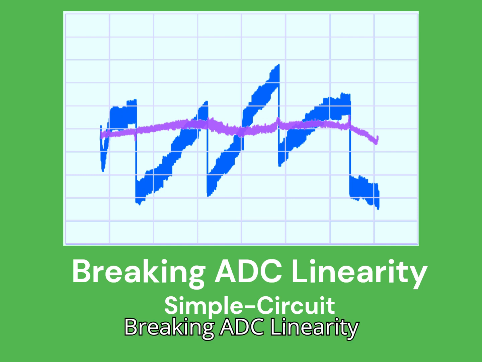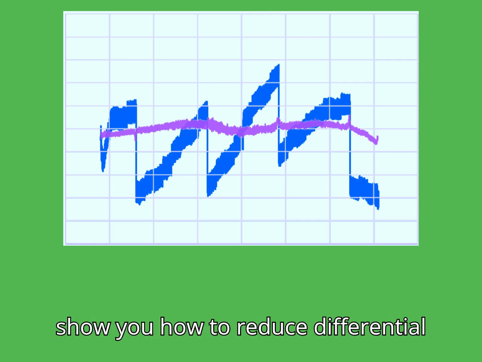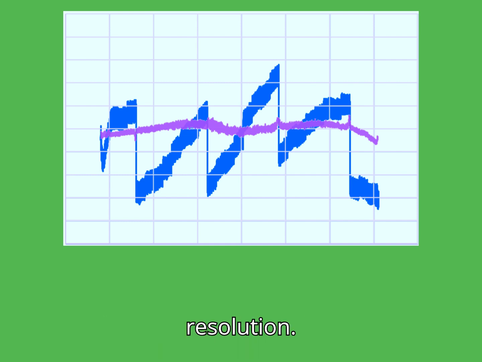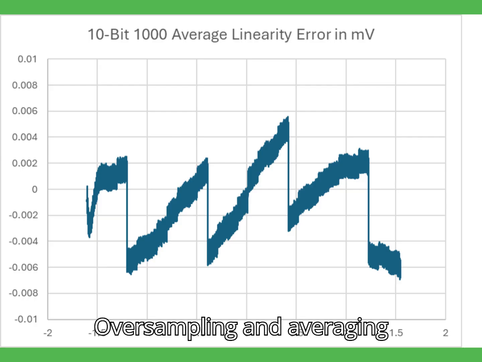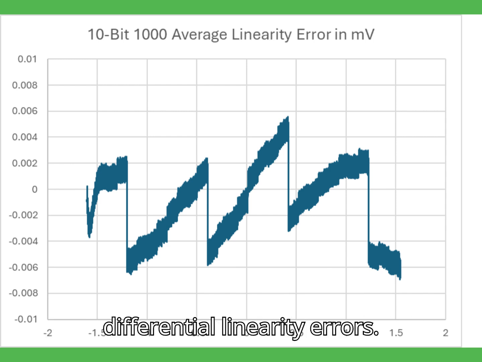Breaking ADC linearity. Using an external op-amp will show you how to reduce differential linearity errors and improve resolution. Oversampling and averaging increases resolution but does little for differential linearity errors.